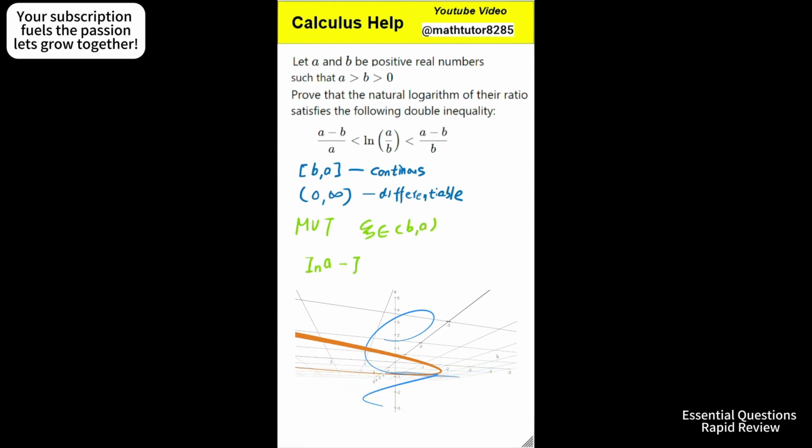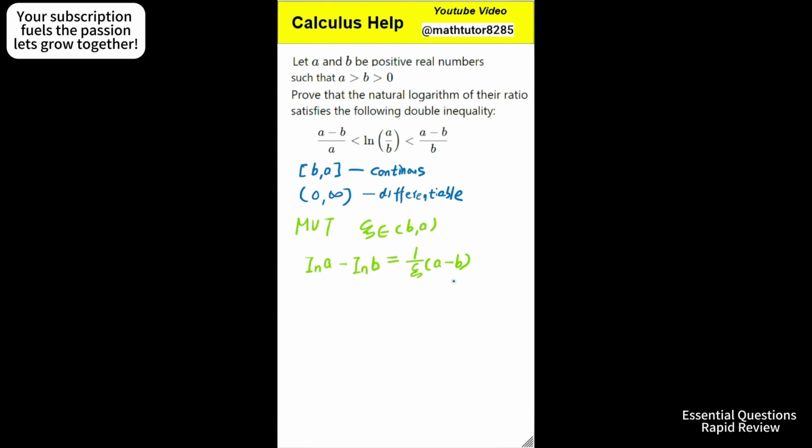such that the difference between ln of a and ln of b is equal to the derivative of ln evaluated at c, multiplied by the difference of a minus b. Since the derivative of ln of x is 1 divided by x, this means that ln of a minus ln of b is equal to 1 over c, times the quantity of a minus b.